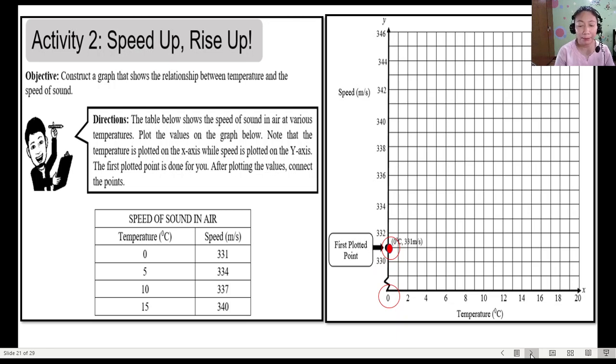Ayun, pag na-plot na natin sila, tusukin natin yung mga points, yung mga pinlot natin, ng line para makita natin kung ano yung trend niya, kung pataas, pababa, increase, or decrease. Ayun, ganun siya.